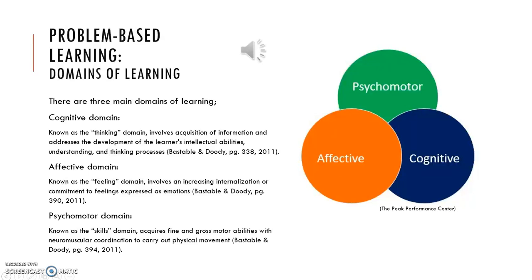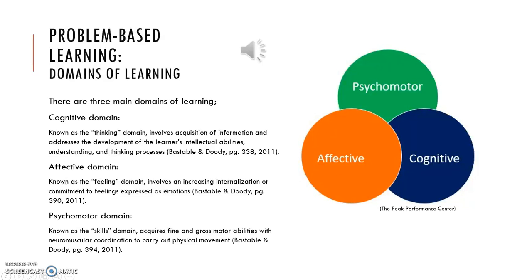Problem-based learning, using the 3 domains of learning, there's 3 different types: cognitive, affective, and psychomotor. The cognitive domain is known as the thinking domain. It involves acquisition of information and addresses the development of the learner's intellectual abilities, understanding, and thinking processes. There's 6 levels of the cognitive domain, those being knowledge, comprehension, application, analysis, synthesis, and evaluation. Which, if you think about those, they kind of are similar to the steps or the cycle of problem-based learning.